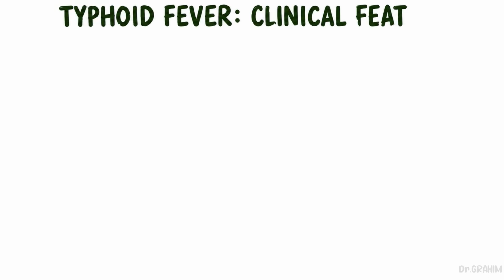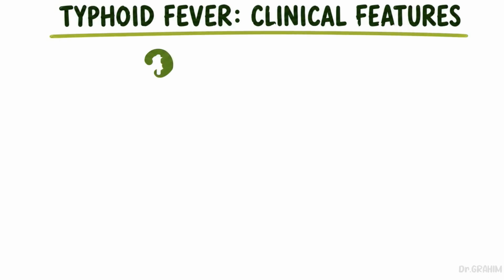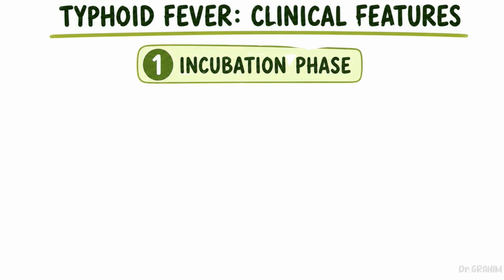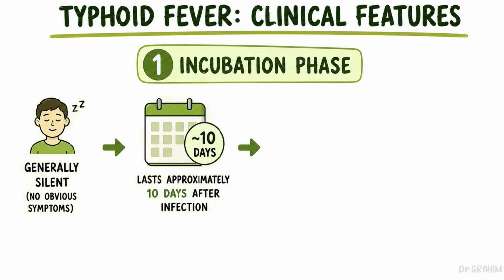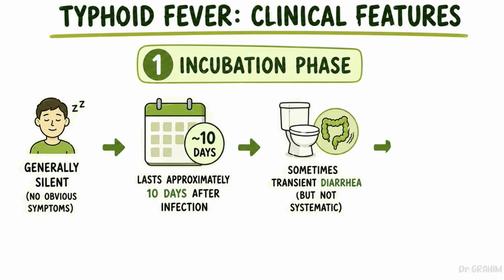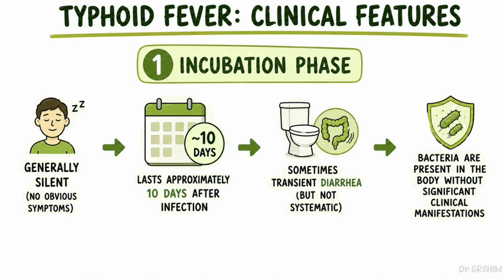The clinical course of typhoid fever unfolds in several phases, each with distinct characteristics. The incubation phase is generally silent, meaning it does not present with obvious symptoms. It lasts approximately 10 days after infection. In some patients, transient diarrhea may be observed, but this is not systematic. This is a period during which the bacteria are already present in the body but without significant clinical manifestations.